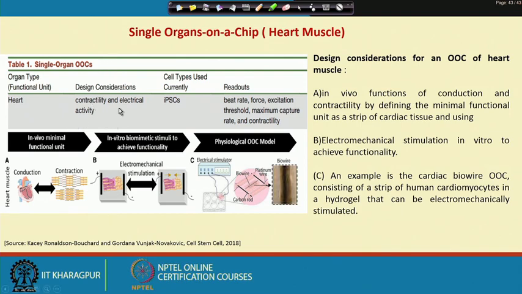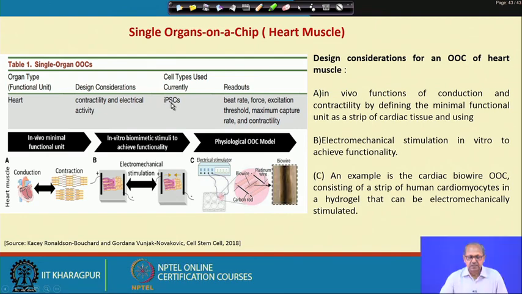So, what are the design considerations for that heart muscle? Contractility and electrical activity, and what cell type should be used? Here induced pluripotent stem cell derived cardiovascular myocytes are used, and what are the readouts? Beat rate, force, excitation threshold, maximum capture rate and contractility.